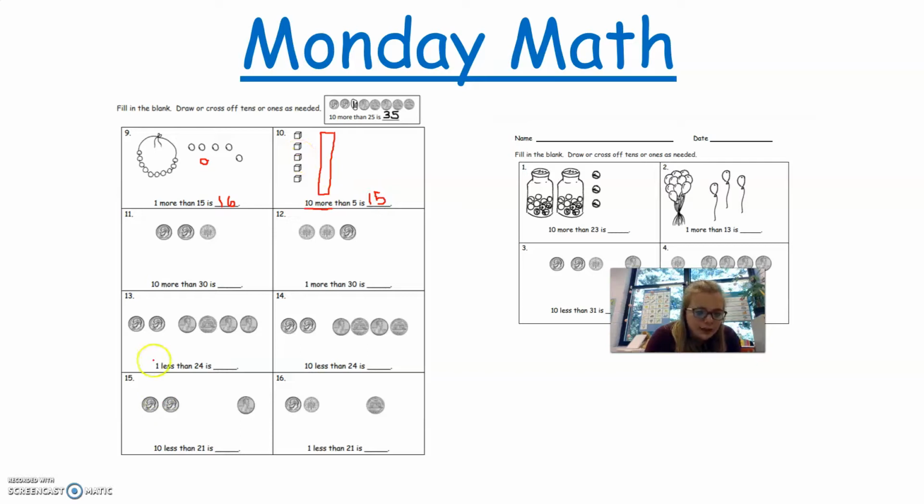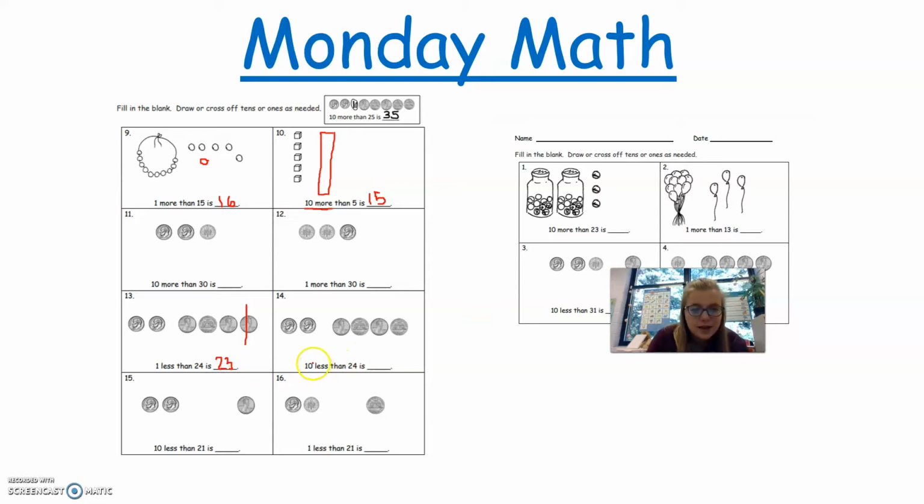Let's go down here and look at these with the pennies and dimes. Down here at number 13, it says 1 less than 24 is. So I have 24 cents here. I want to know what is 1 less. Am I going to cross out a dime or a penny? A penny, because pennies are worth 1. So cross out your penny to get 1 less, and then count how many you have. 10, 20, 21, 22, 23. So 1 less than 24 is 23.